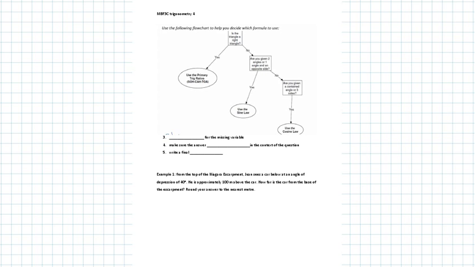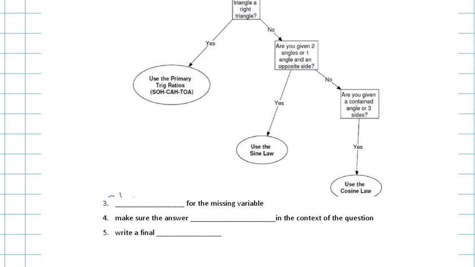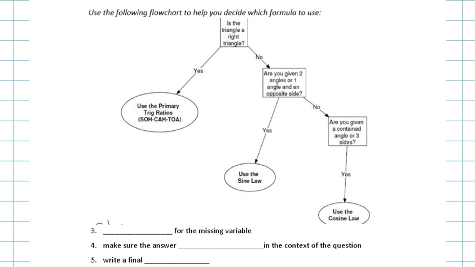You know what's the number one mistake when this happens? Students look at a triangle, they don't even think if it's a right angle triangle or not. You have to ask yourself the question, is it a right angle triangle? If it is, then you're gonna have to go to the SOHCAHTOA or Pythagorean theorem. If it is not, then you're gonna have to go to the sine law and the cosine law.